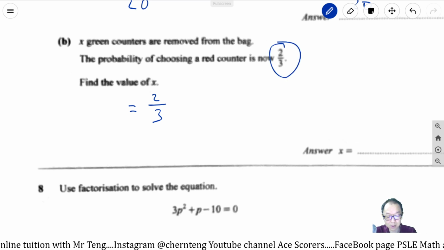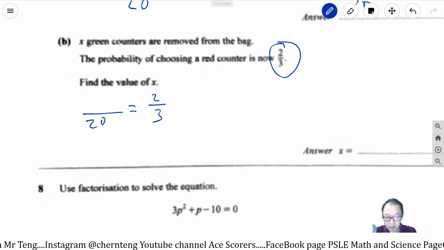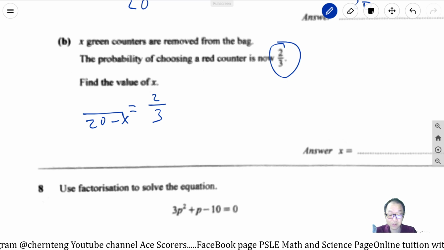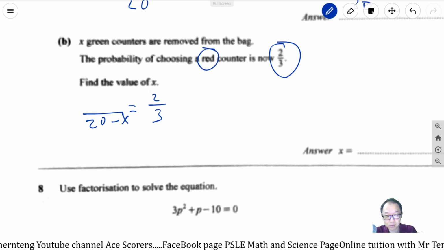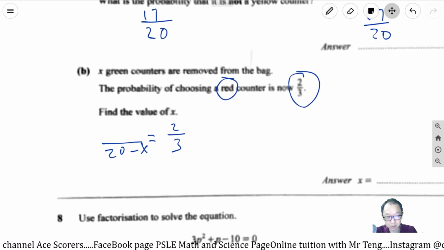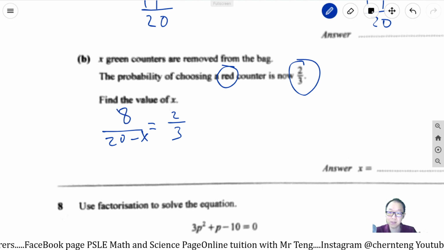Now the probability is this. Out of a possibility of 20, take away x, because we remove x green counters. Now we want to choose red. So how many red are there? There are 8 of them. So we take 8 over 20 take away x.